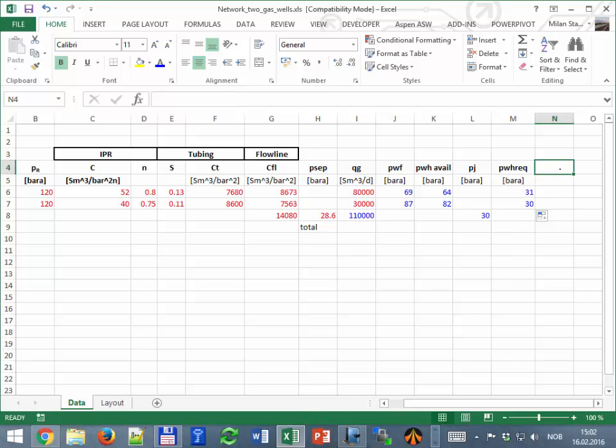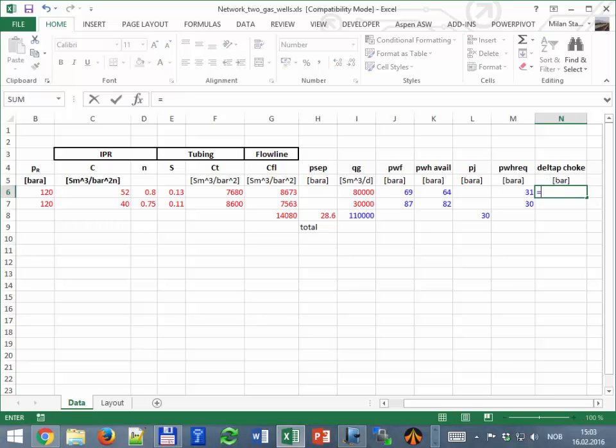Now I can calculate delta P of the choke, and that one is going to be in bar, and this is equal to the available minus the required. So that tells me if I want to deliver exactly this rate, 80,000, then I have to put a choke of 30 bar, and in number 2 I have to put a choke of 50 bar, 52 bar.